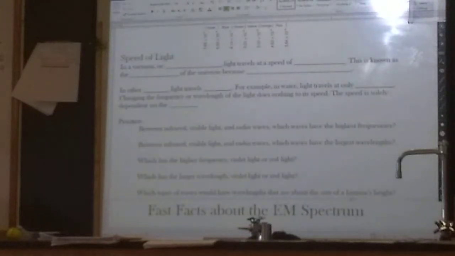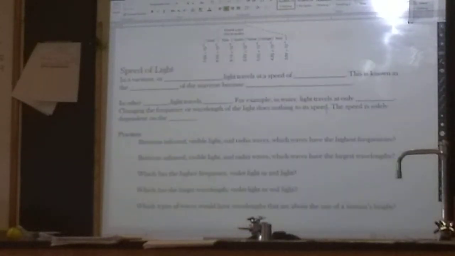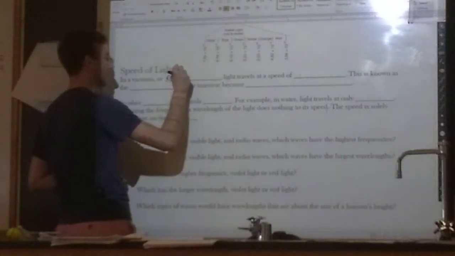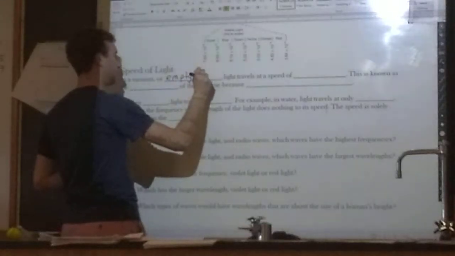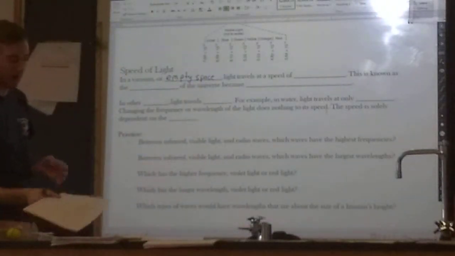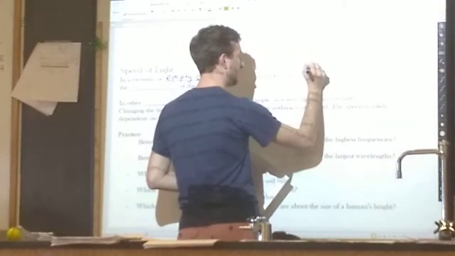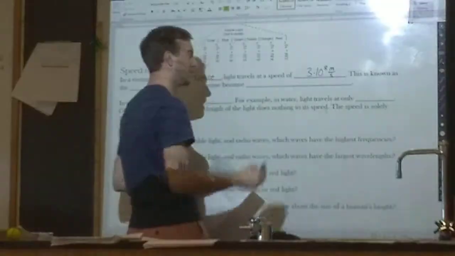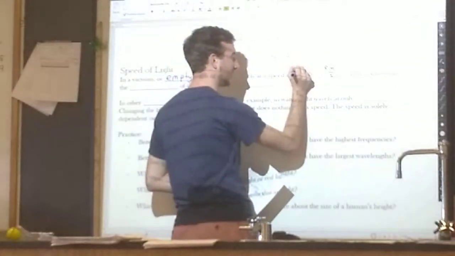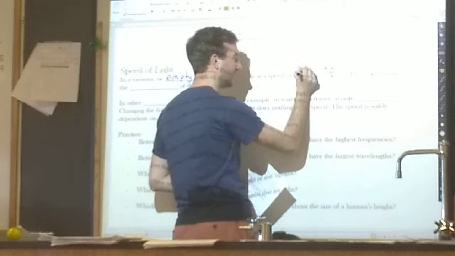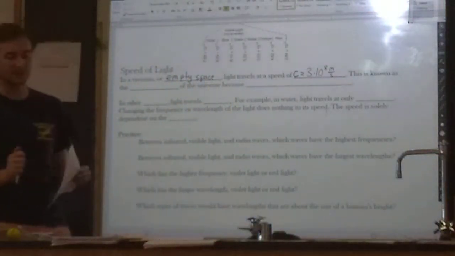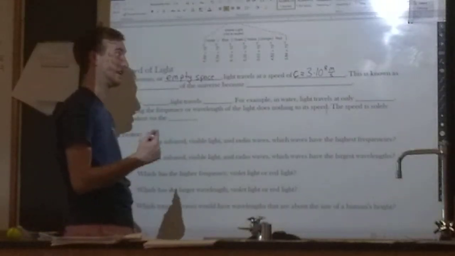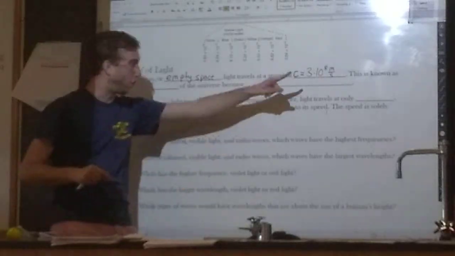We talked about this before. In a vacuum just means empty space. If there's nothing in there, no air, no water, no dust particles, no other gases or anything, in truly empty space, light travels at a certain speed. And that speed is 3 times 10 to the 8th meters per second. That is on the front of your reference tables. And this speed has a special name. It's got its own variable or label. That is c. A lowercase c is the symbol for the speed of light in a vacuum. The c, I think, is supposed to stand for constant. It doesn't change. Speed of light in a vacuum is always this.